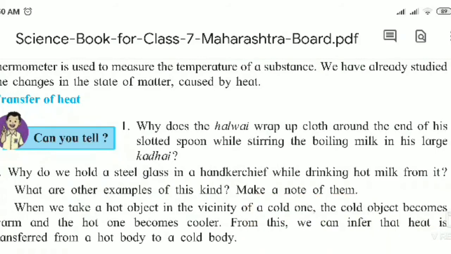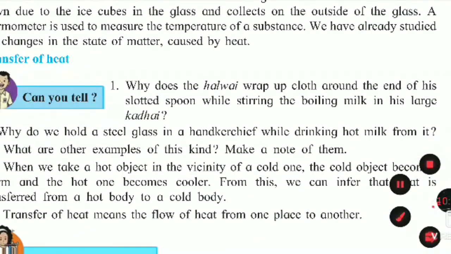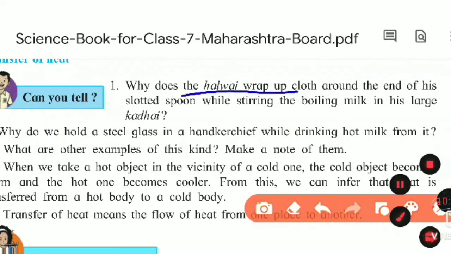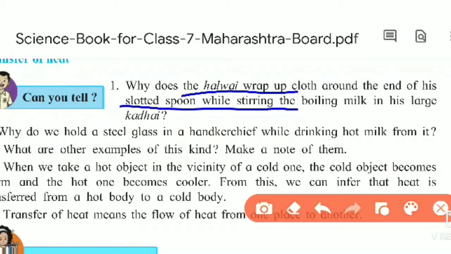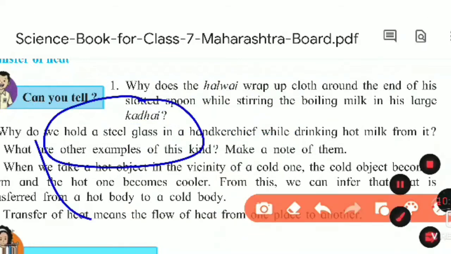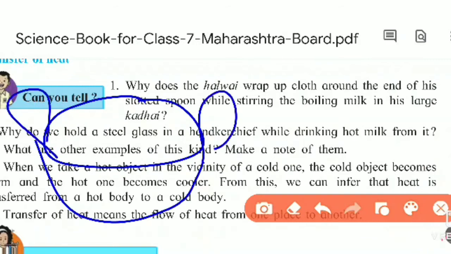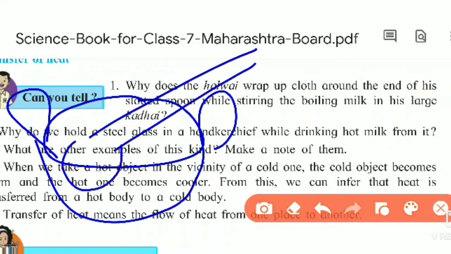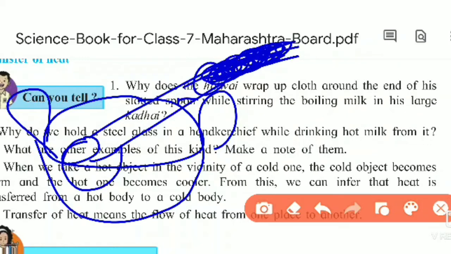Now, transfer of heat. Here they ask: why does the halwai wrap cloth around the end of his slotted spoon whenever he is stirring the boiled milk in his large kadai? If you see the halwai, he is making some sweet dish, and in this kadai there is a spoon. This spoon is made of metal, suppose iron or maybe steel. He wraps this part with cloth. Why does he put cloth here?